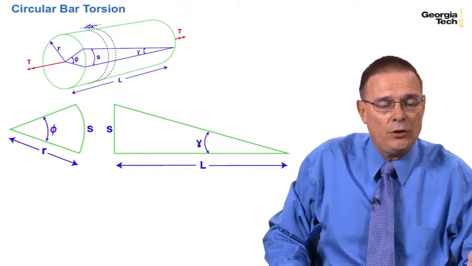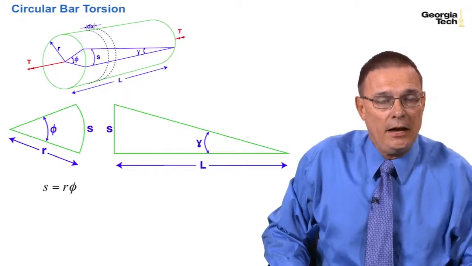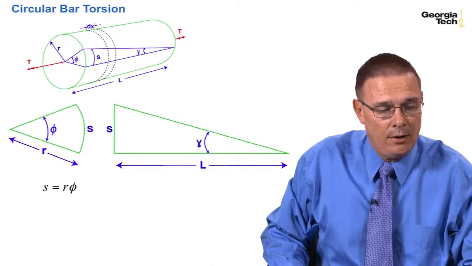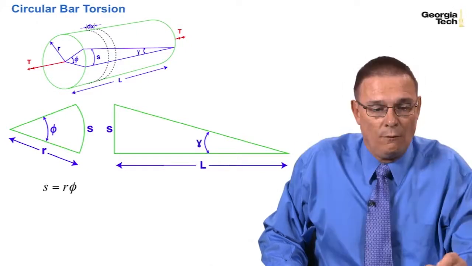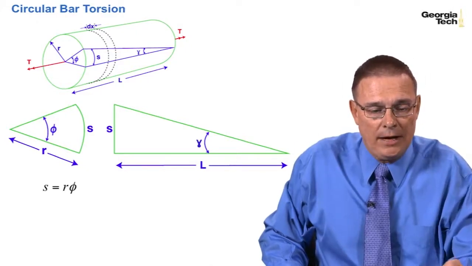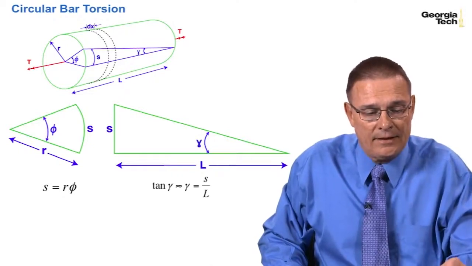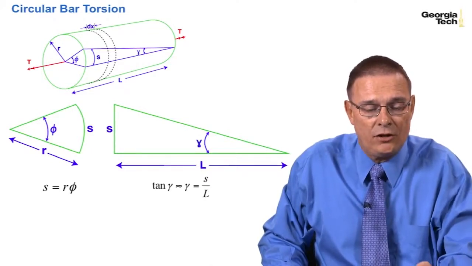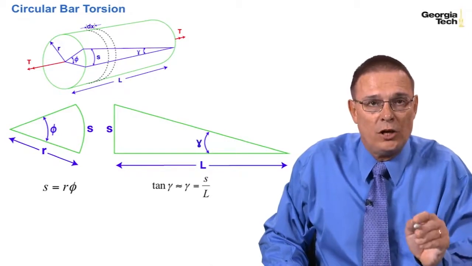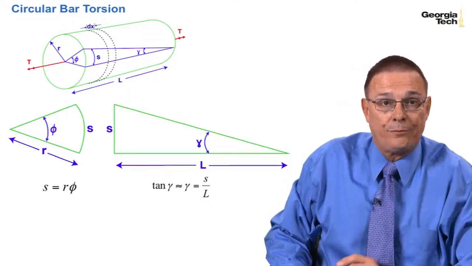So the first thing I would like you to do is, on your own, try to relate S and phi. And the relationship is that S, the arc length, is equal to the radius times the angle phi. For this other section, I would like you to relate S to gamma. In this case, S is the opposite side, L is the adjacent side. So opposite over adjacent is the tangent of the angle gamma. Since we're using small angles, gamma is approximately equal to tangent gamma. And again, that's opposite over adjacent, or S over L.